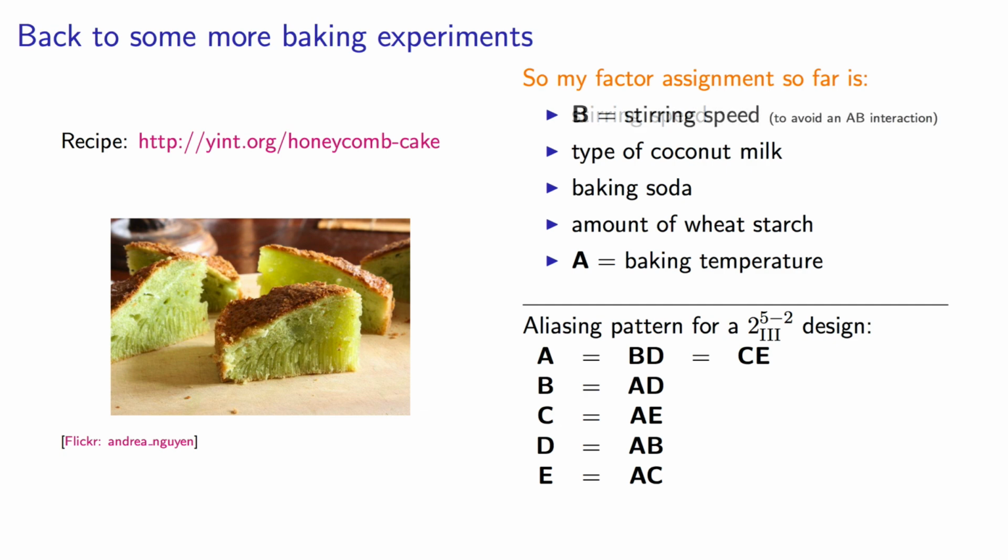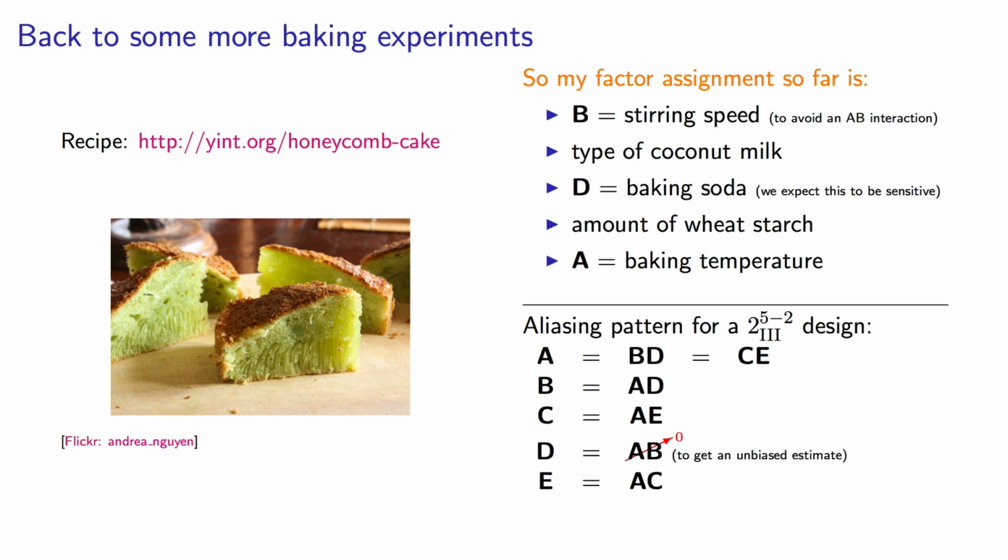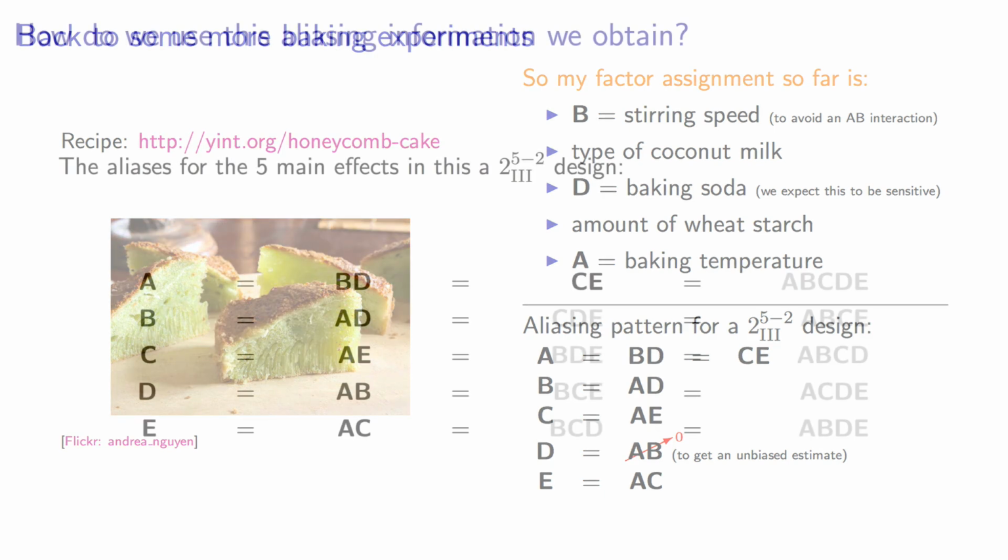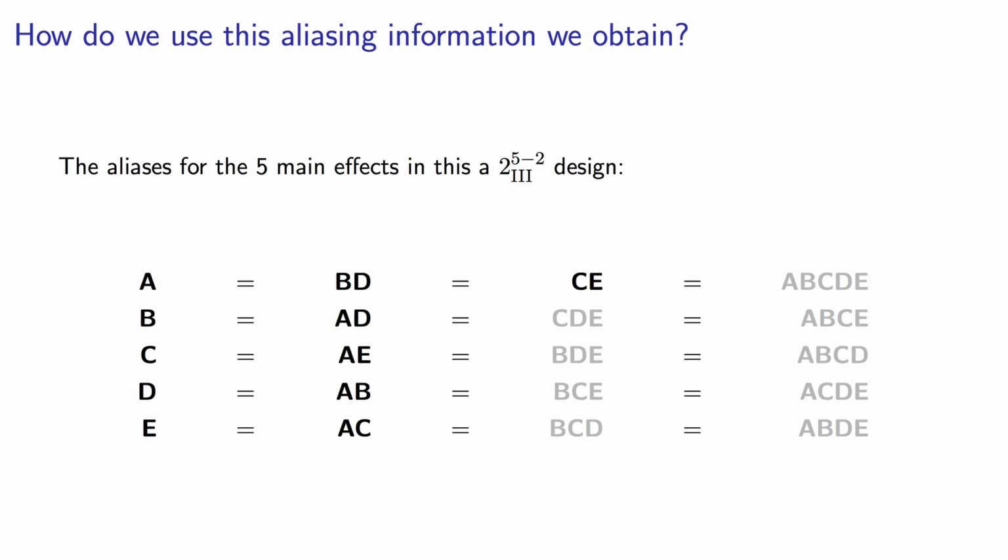Another way that I can use this is, let's say I know that there's no physical way that factor A times B could interact. Maybe factor A is the baking temperature, and factor B is the stirring speed when I made my recipe. It's unlikely that there'll be an interaction between those two. Now what I can go do is recognize factor D is now aliased with a term that is guaranteed to be 0, so this estimate of factor D is going to be a pure estimate of that factor.